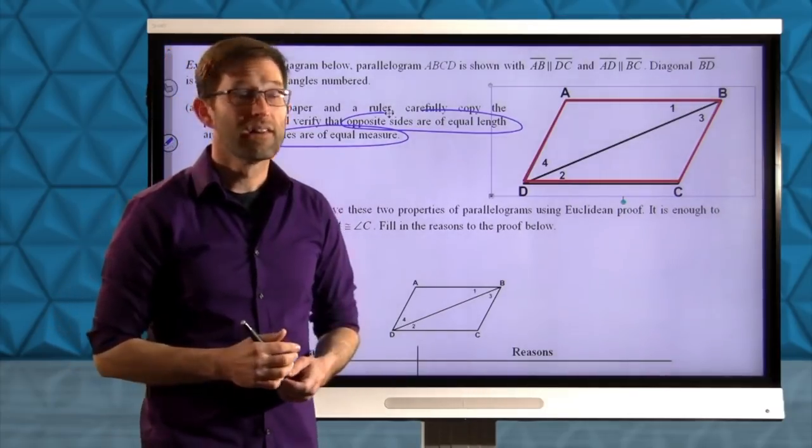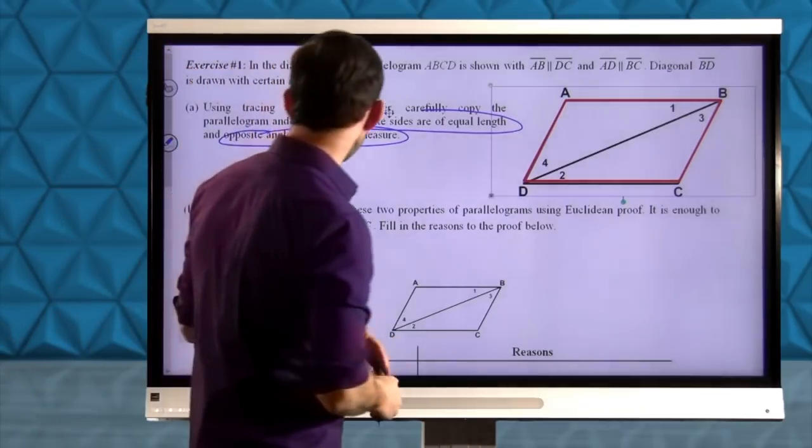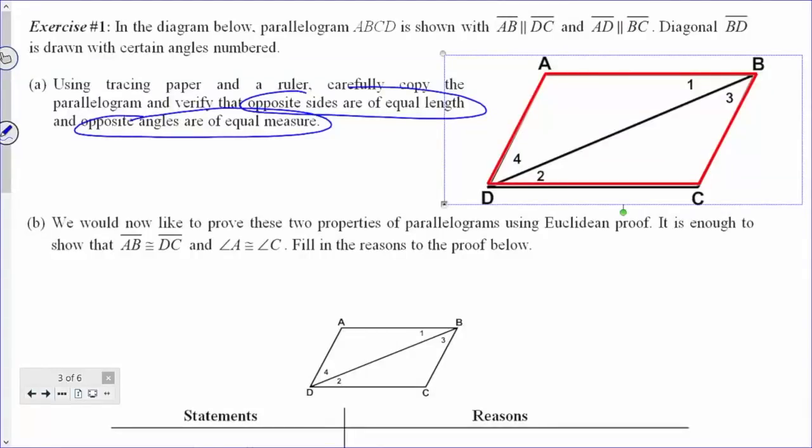So now, let's take a look in letter B at how to prove that. Let me read through the problem for you. We would now like to prove these two properties of parallelograms using Euclidean proof. Okay, so that proof we were doing a lot of back in Unit 3. It is enough to show that AB is congruent to DC, and angle A is congruent to angle C. We're going to fill in the reasons to the proof.